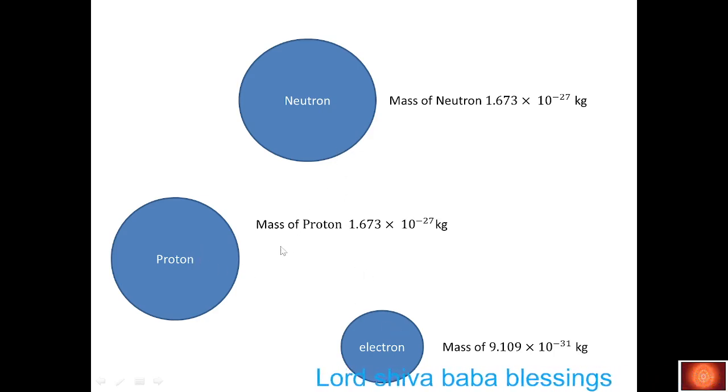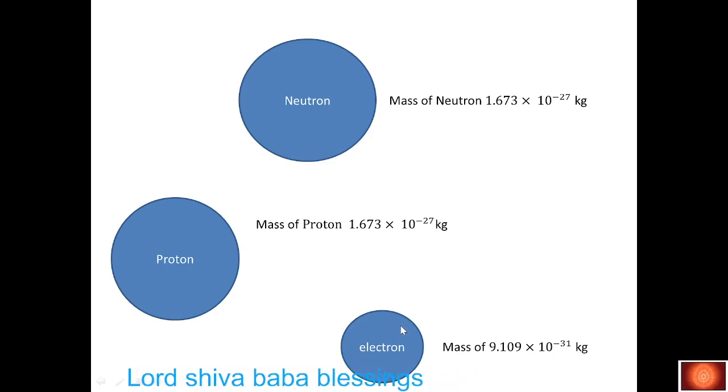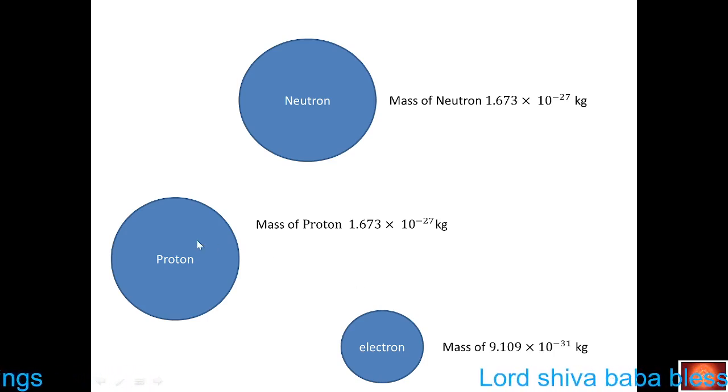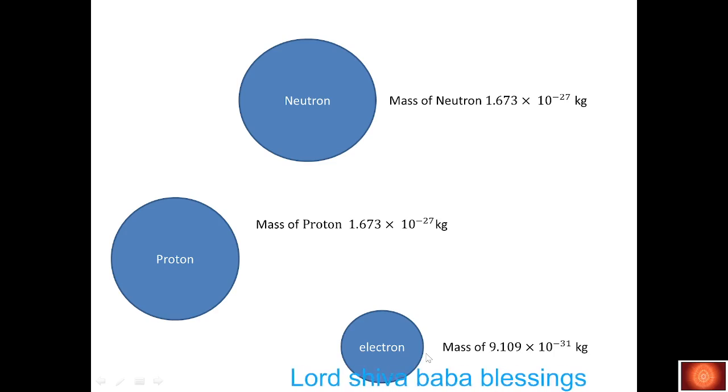If we compare the mass of proton and neutron with the electron, the mass of the electron is very small when compared to the mass of proton and neutron. The mass of a proton is about 2000 times greater than the mass of an electron.